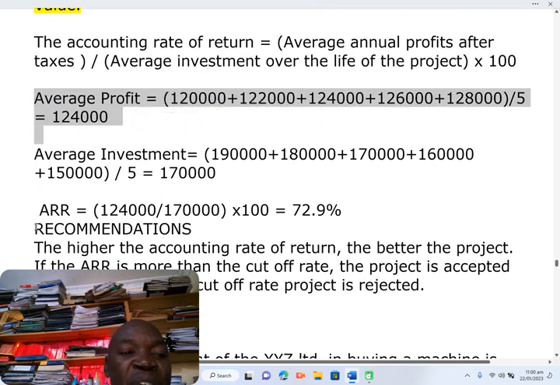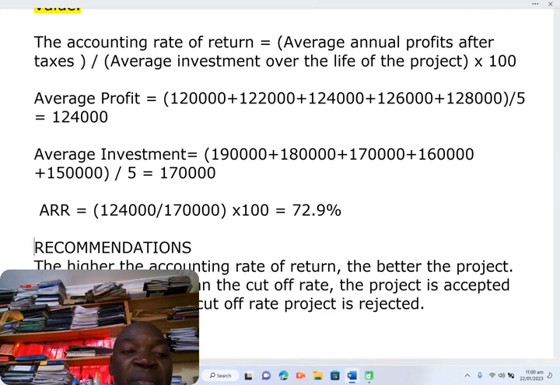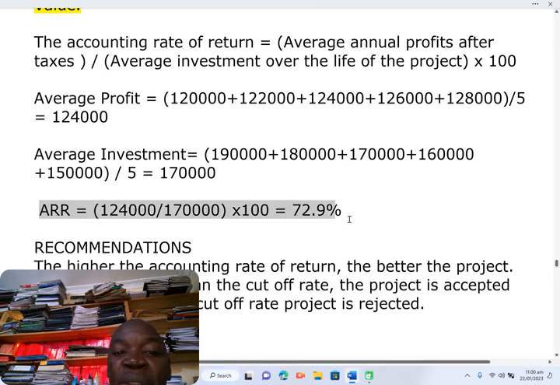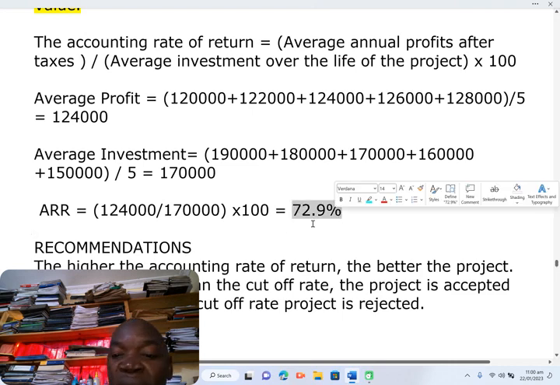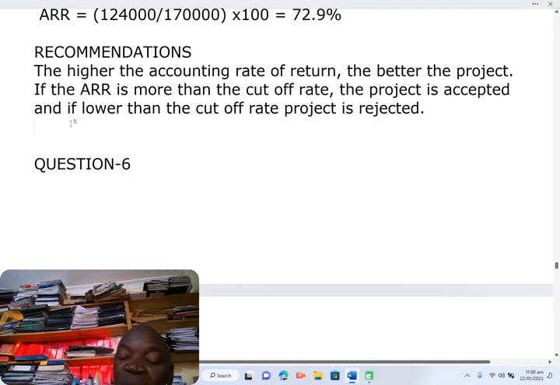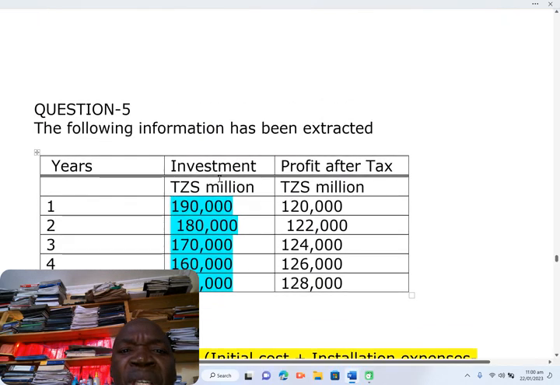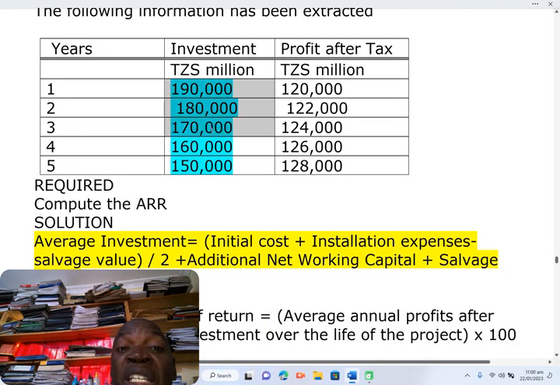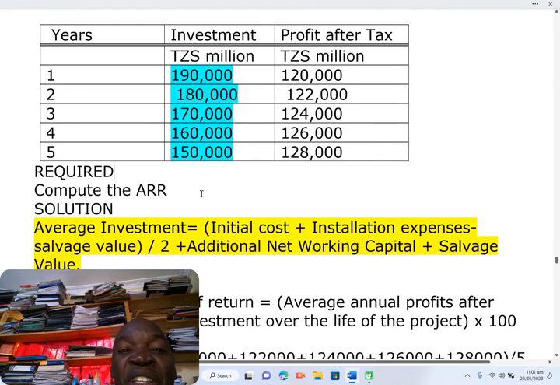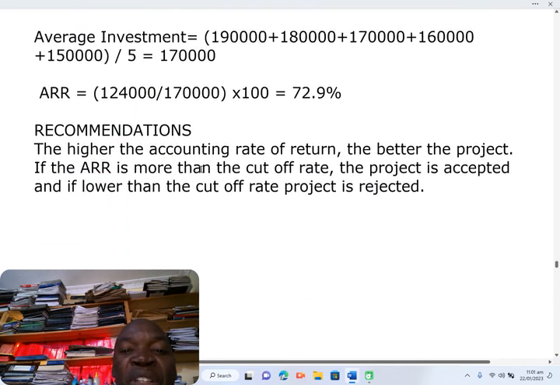Finally, you compute the IRR as usual, and you get the IRR equals 72%, and you can now recommend whether to accept it or not. So this problem, I have involved it because investment is done over the whole period of the project. So you take the average investment over the period of investment.